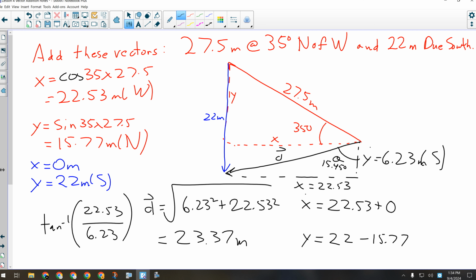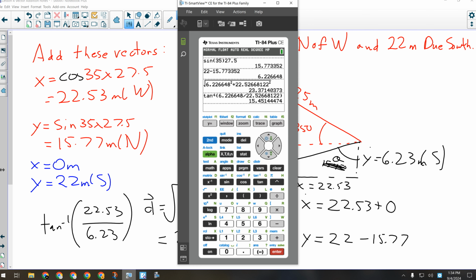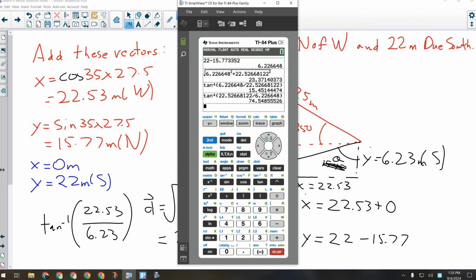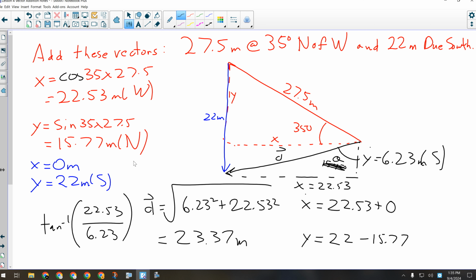that is west, oh sorry, I did that the wrong way. I went the other way. Sorry, let me try that again. I did it the way you guys probably drew it, not the way I drew it. That's not 15 degrees. It's 75 degrees. 74.55. 74.55 degrees west of south.